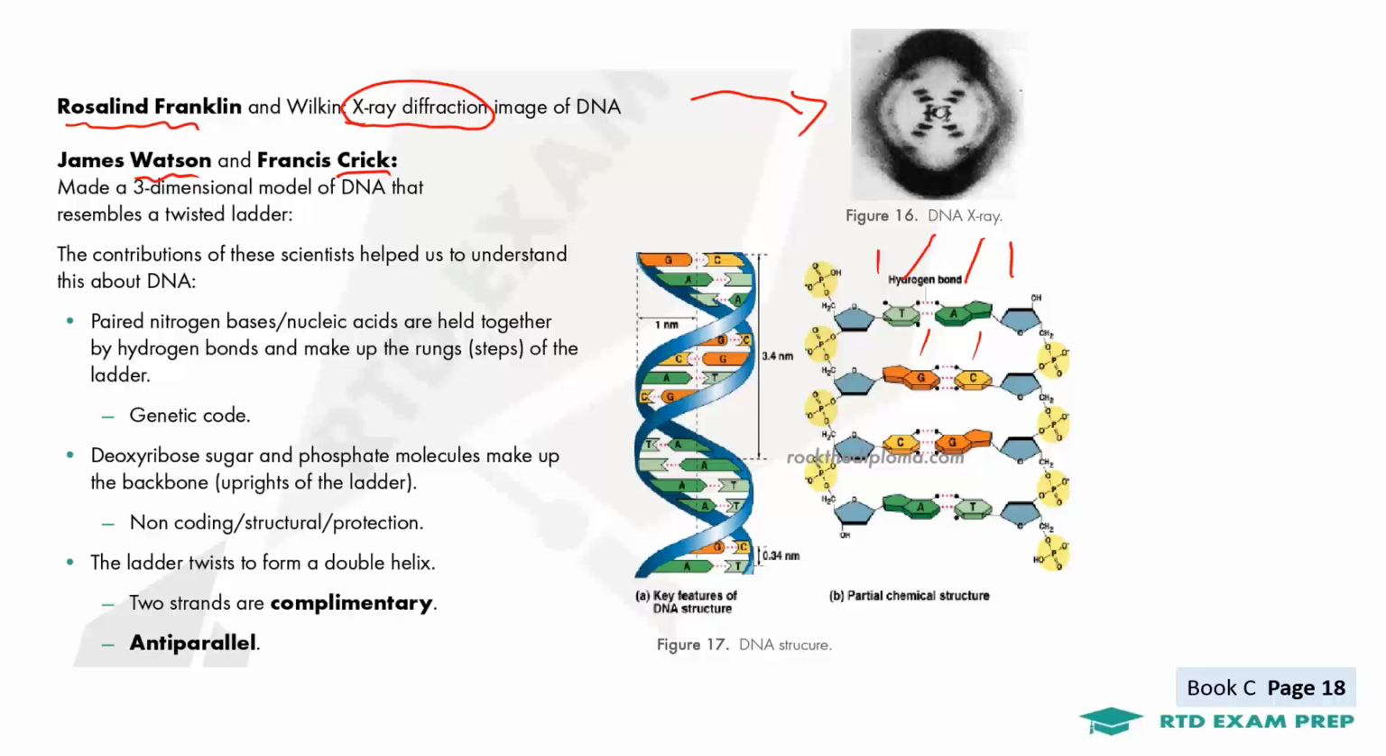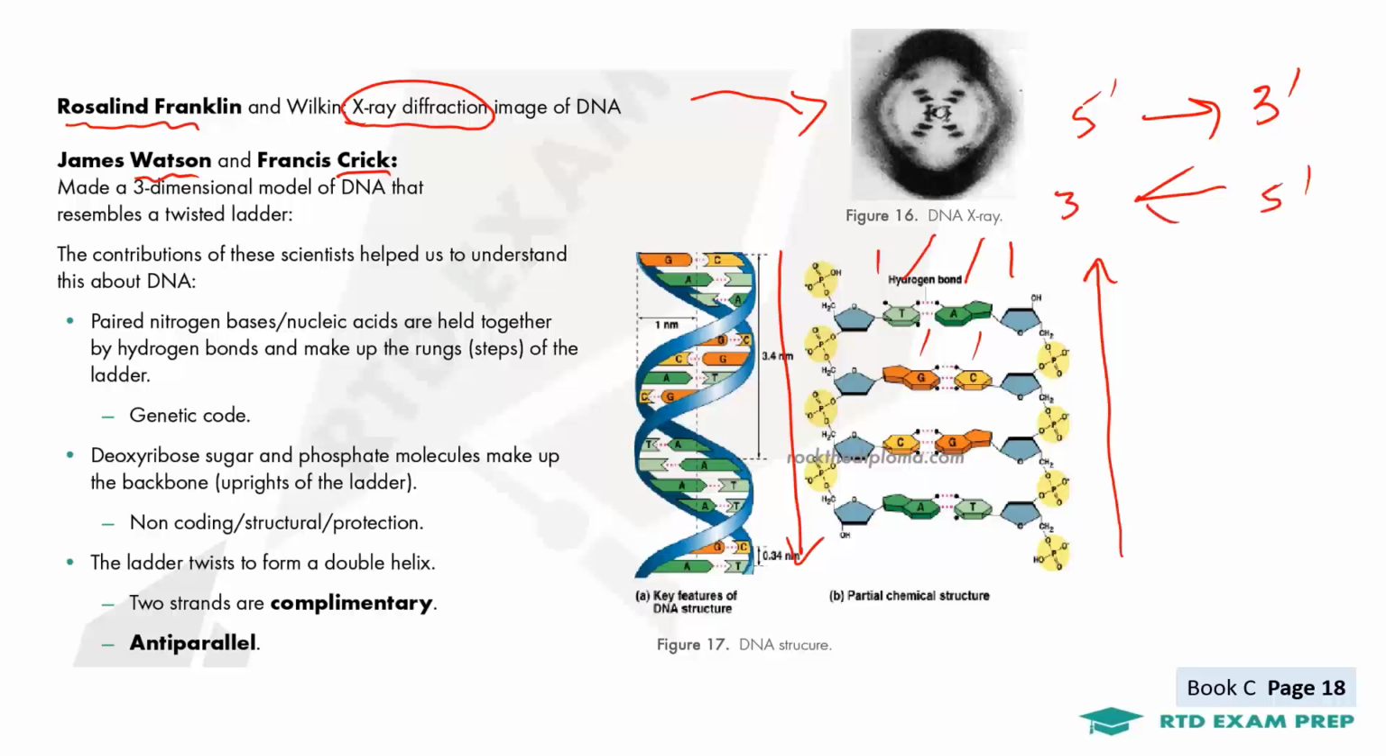Anti-parallel, we talk about directions. So one strand of DNA is going to be read in this direction, and the other strand of DNA is going to be read in the opposite direction. And your teacher might have talked about 5' to 3', and then my other anti-parallel would be 5' on this side to 3', always reading in that direction.